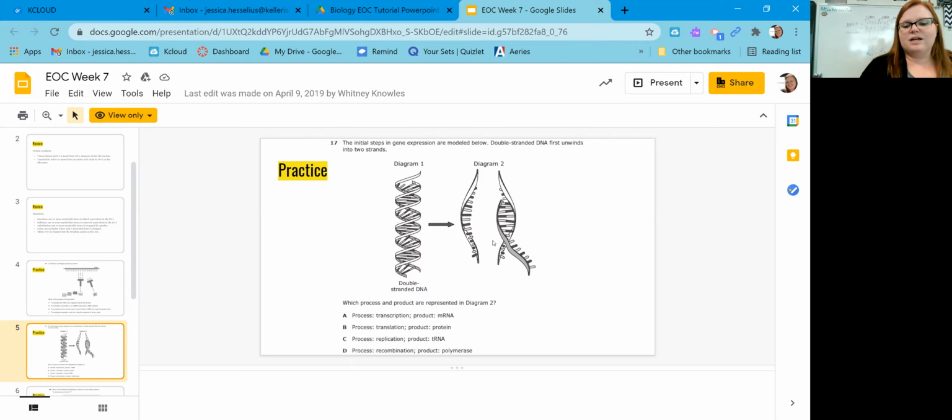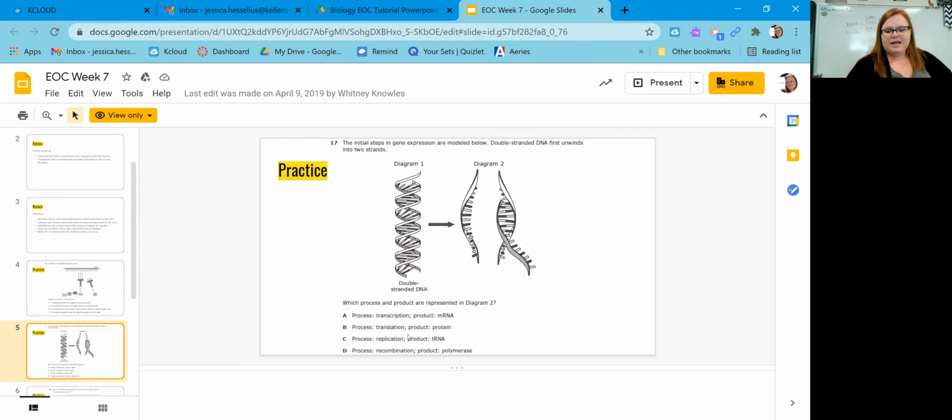So we have the process we see here going from double-stranded DNA, opening up and creating single-stranded, we can assume it's RNA. So we have the process of transcription is what this is called, and then the product is mRNA. Process of elimination, we know it's not a protein. We don't see any amino acids in this picture.